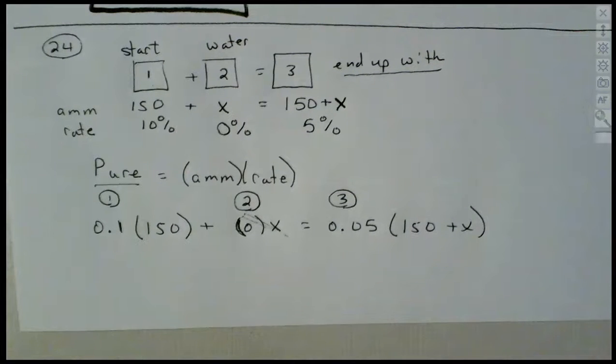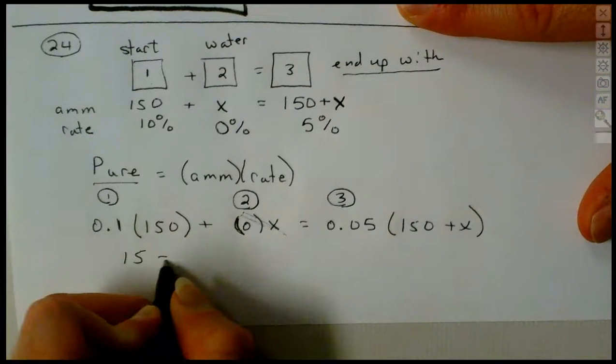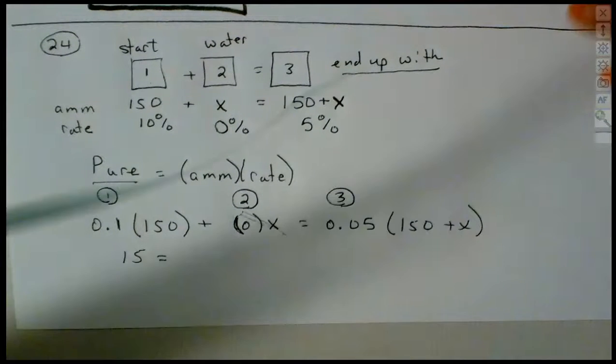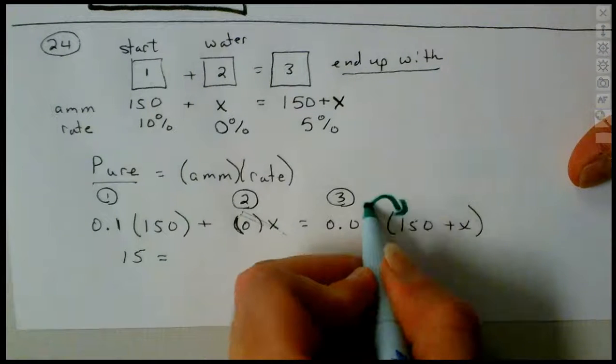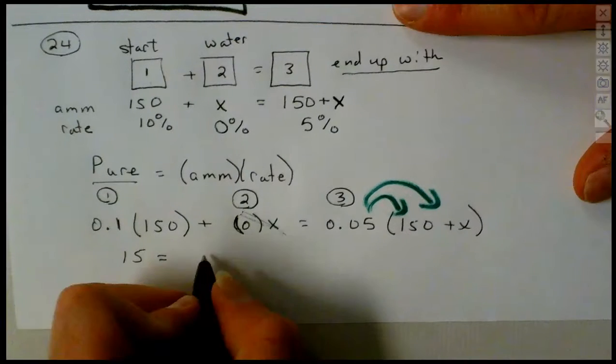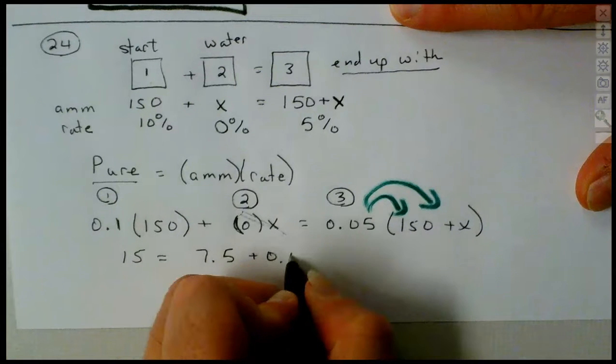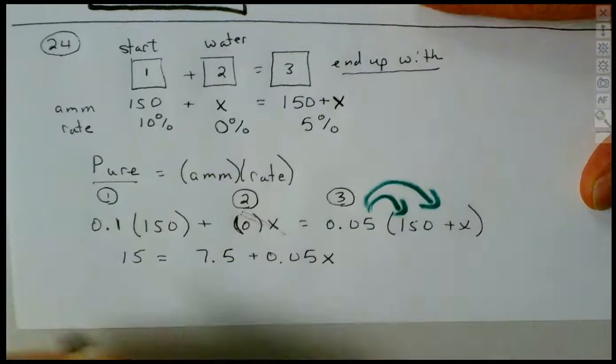150 times that 0.1, that should be 15. So this is going to come down to be 15. And we're going to distribute through here. So 150 times 0.05, I believe that's 7.5. Yep, and it is. So that's 7.5 plus 0.05x.